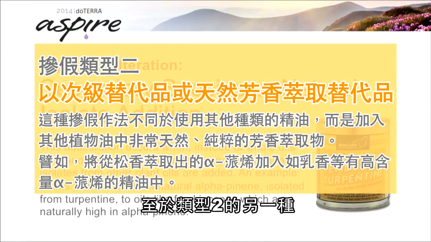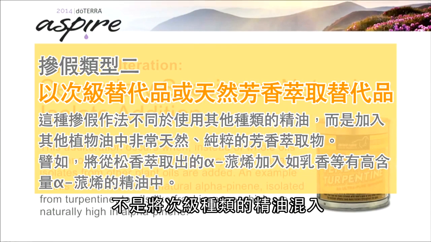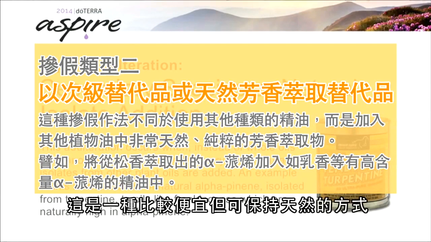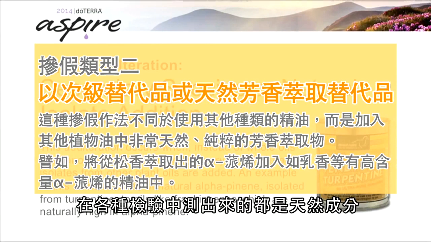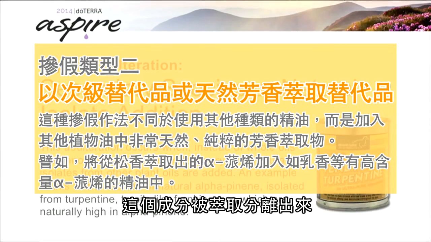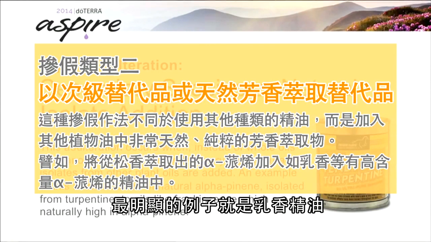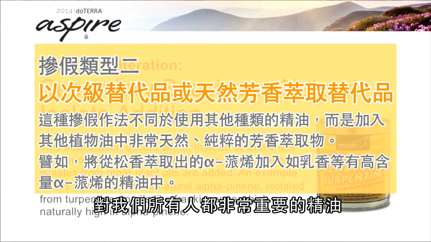Now, the other half of this type 2 adulteration, secondary species or natural isolate addition, is the case where the adulteration occurs when instead of the whole oil from another species being added, a very pure single component is isolated from another essential oil. It's something that's available cheaply, but it's still natural. We'll test natural in all of its respective tests. And that thing is pulled out, isolated, and then added to an essential oil. A good example of this is with frankincense oil. Very important oil to all of us.